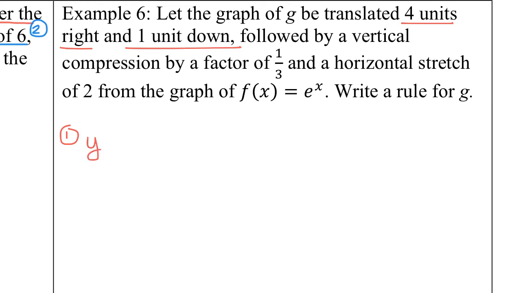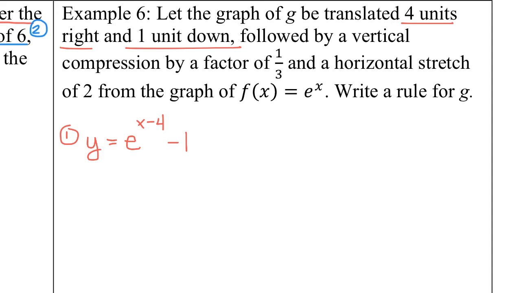So we're going to have y equals e. So 4 units right means I'm going to subtract 4 inside the exponent. 1 unit down means I'm going to minus 1 on the outside. Right is the c, down is the d.